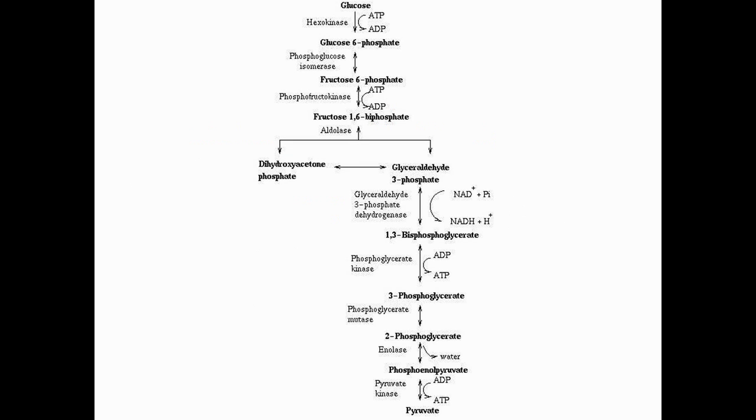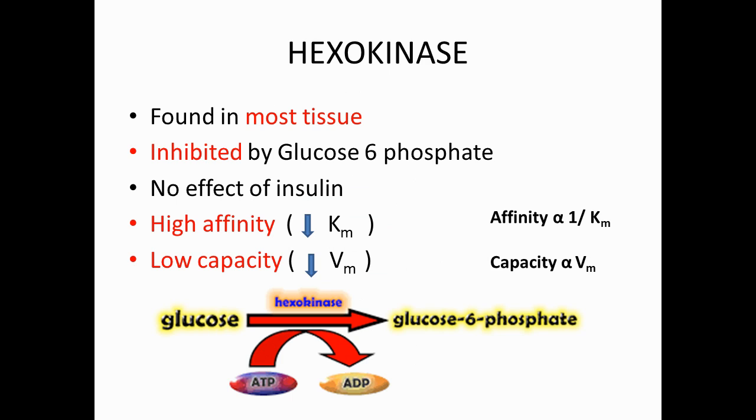Here you can see the whole process of glycolysis. We will go through each step of glycolysis one by one. First we are going to talk about hexokinase. Hexokinase is found in almost every body tissue. It is inhibited by glucose 6-phosphate. As you can see in the picture, glucose is converted into glucose 6-phosphate by hexokinase, and it uses one ATP. You have to remember that this step of glycolysis uses one ATP.